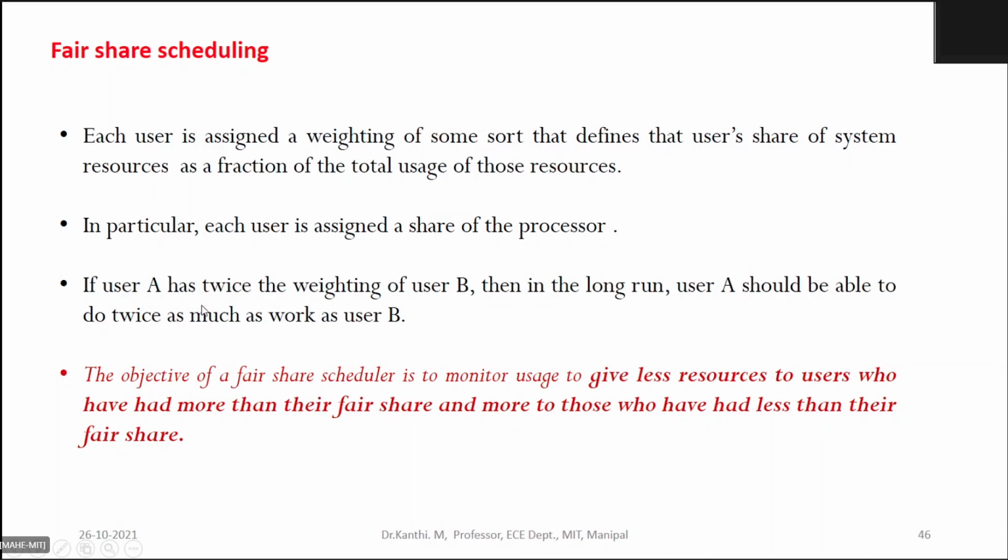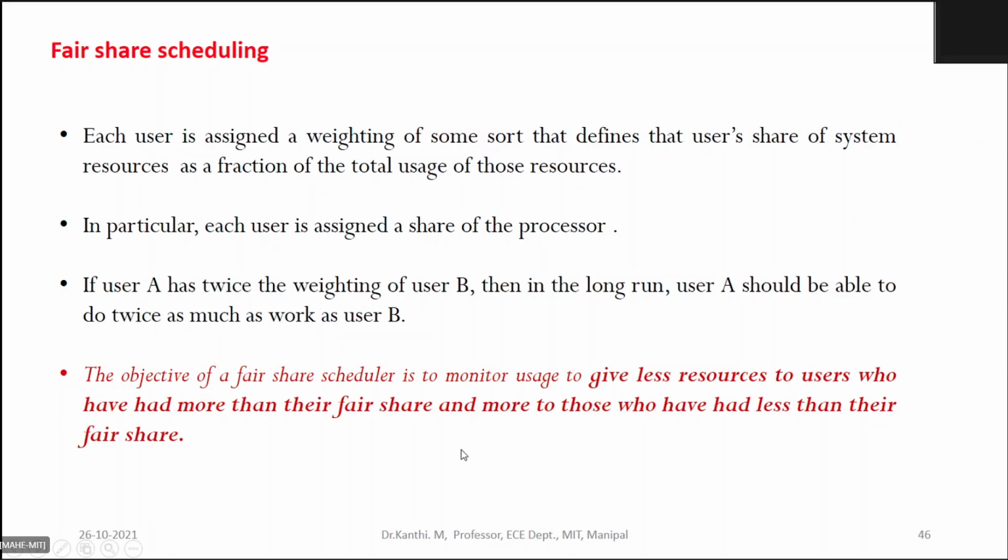So suppose user A has twice the weight of user B, which means user A should be able to do twice the work of user B. That is the simple logic which is given. And the main objective of this fair share scheduler is to monitor usage to give less resources to users who have had more than their fair share.